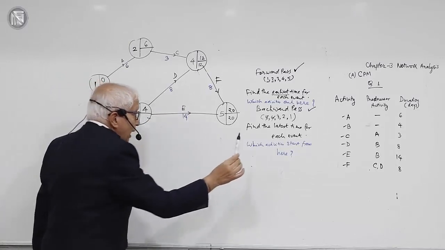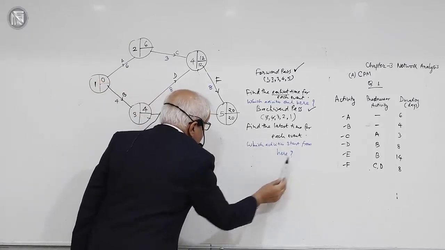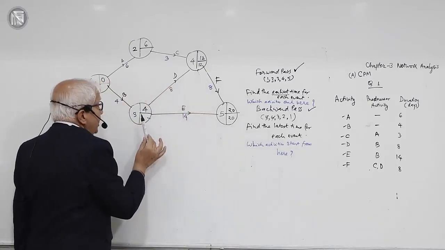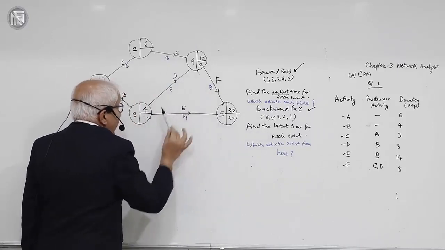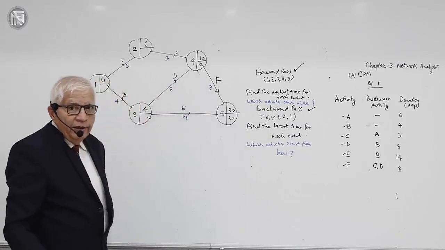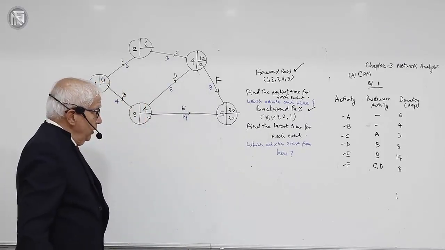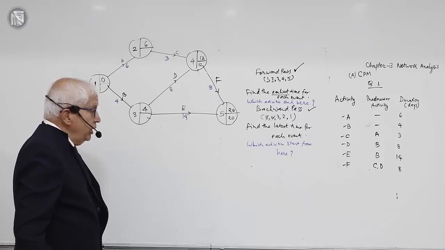So I am right now on this. Which activities start from here? So which are the activities starting from event number 3? 3, 4 and 3, 5, or D and E. Okay. I'll examine both. Now first I examine E.